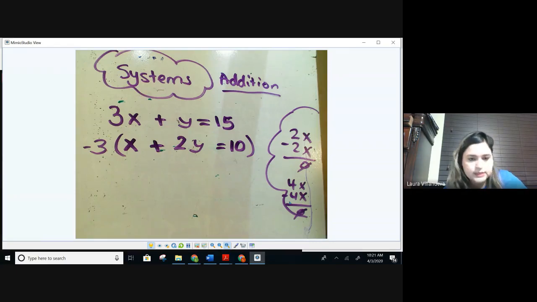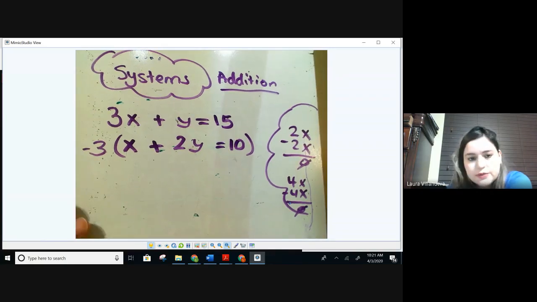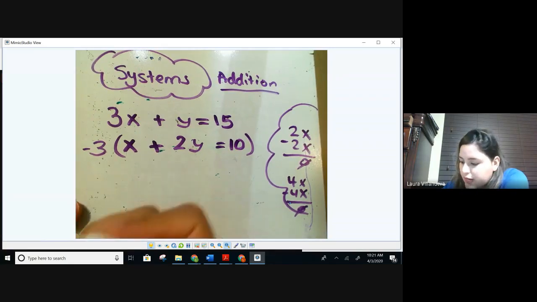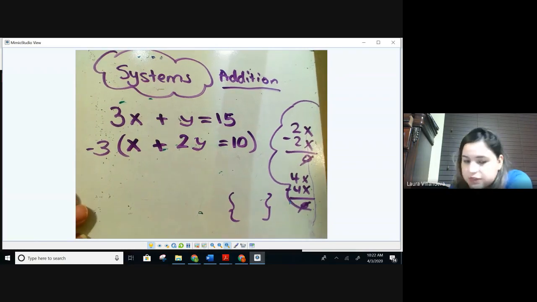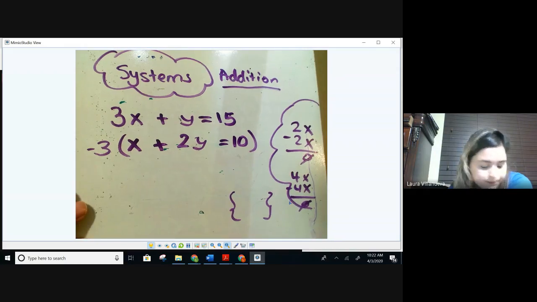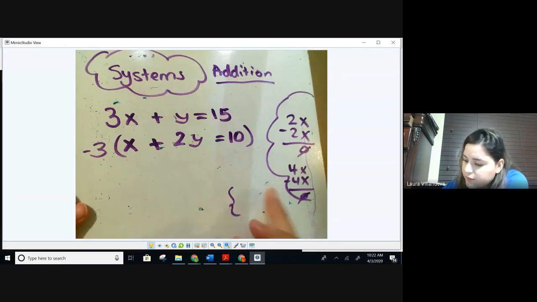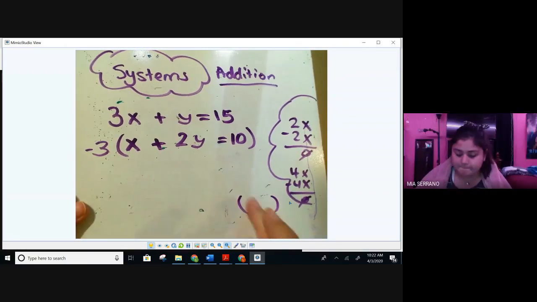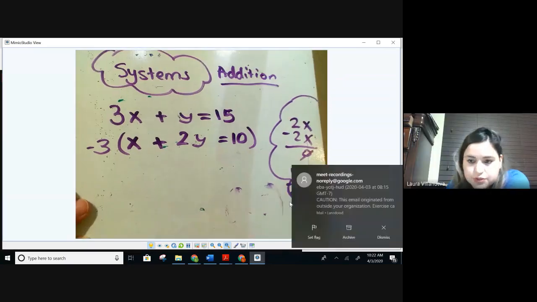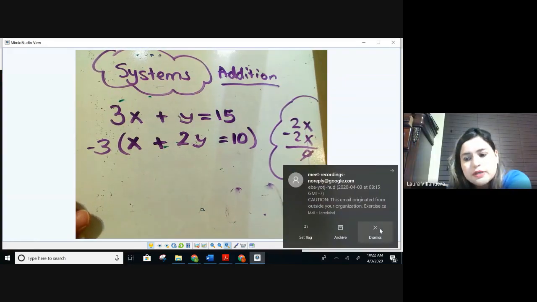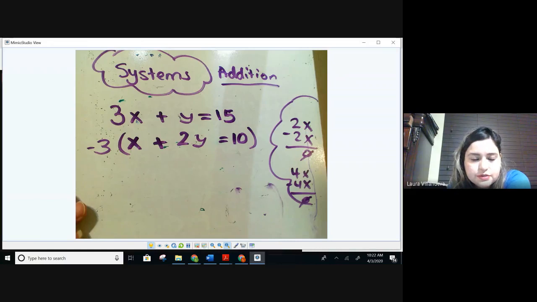And you have to kind of use logic here because nobody's going to tell you what you're going to multiply by. You have to figure it out. Every single problem is different. Your answer, you're going to put it in brace format. Or you can put it in coordinate format. That's fine. You're going to have two numbers. The number of letters gives you the number of answers. So if you have two letters, you're going to have two numbers as an answer. You have X and Y, so you put X first and then Y.